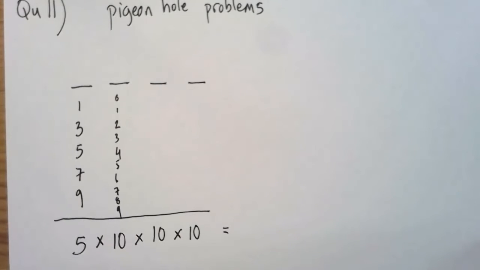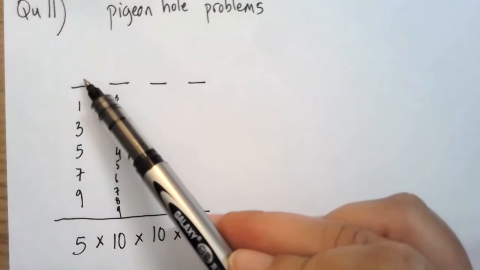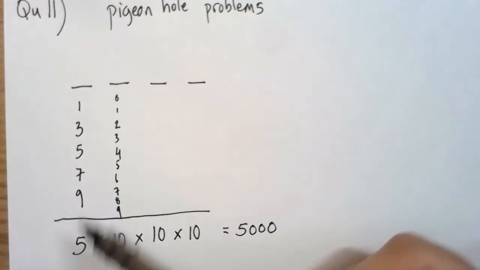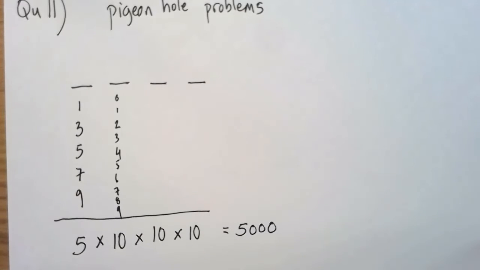So let me just check my worked examples and make sure I got this right. Yes, I have. We take 5 multiplied by 10, 100, 1,000 gets me 5,000 possibilities. What goes here? How many different ways can I fill this space here? 5. How many different ways can I fill this space? 10, 10, and 10. And then with these pigeonhole problems, you use multiplication to get to the answer.